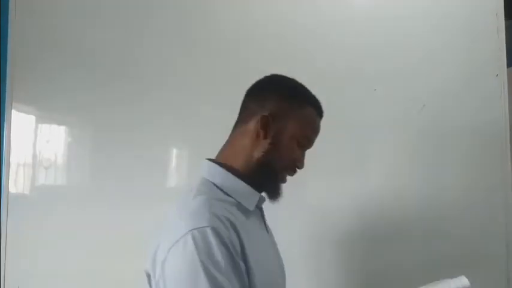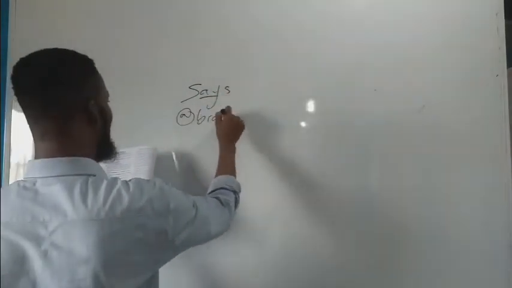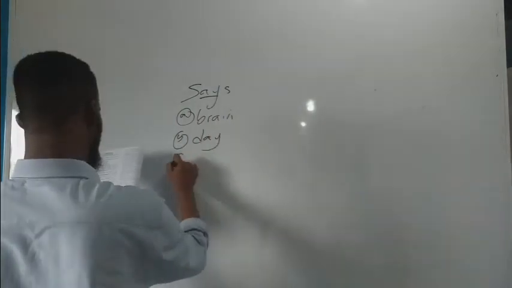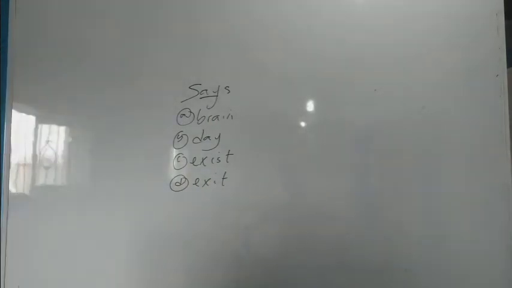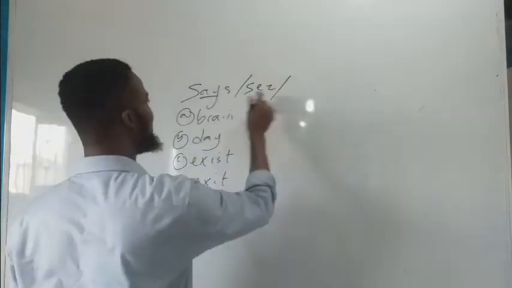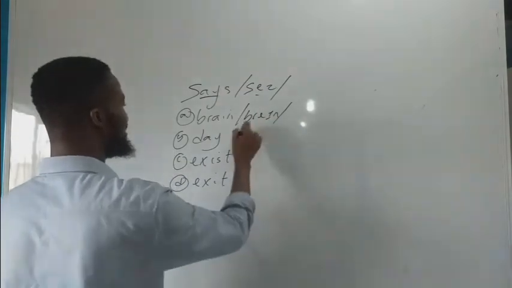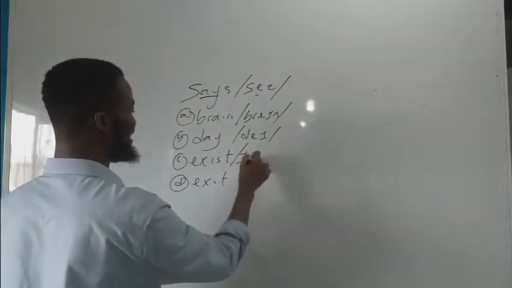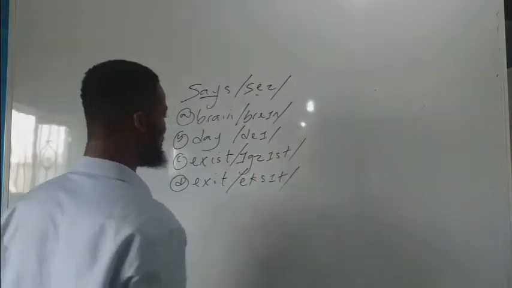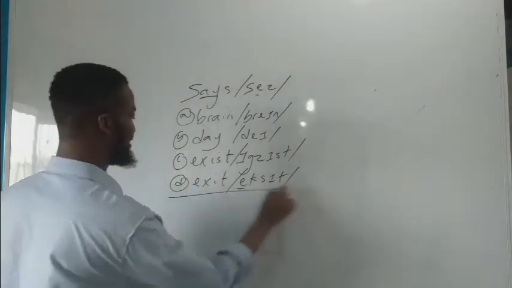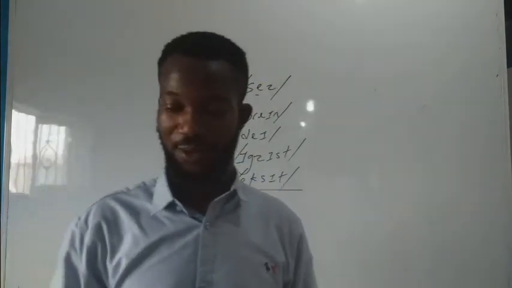My next question is this, SAYS, and this is underlined. Option A, BRAIN. Option B is DAY. C is EXIST, and D is EXIT. Alright, so for this is pronounced as says. You wouldn't pronounce it as says, it is and this is called brain. This is not the answer. This is called day. This is called exist. And this is called exit. So the only answer there is what? Exit, not even this one. We have just 2 questions to go and we'll look at other sounds.